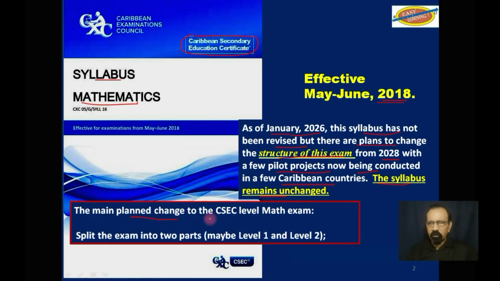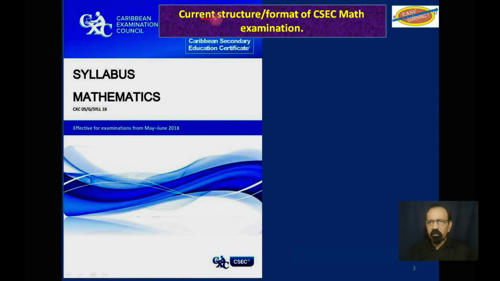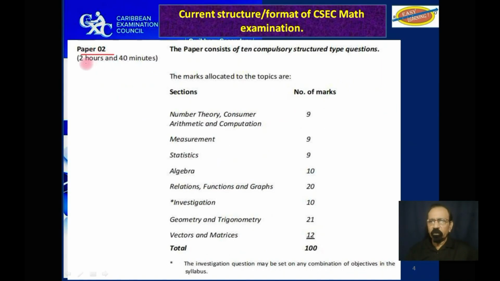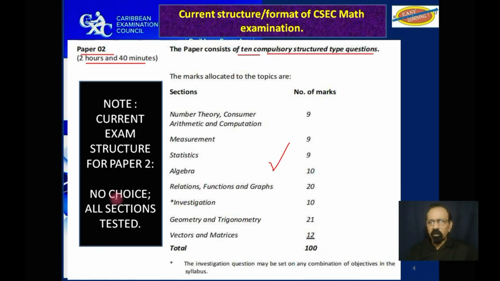The main planned change to this math exam is to split the exam into two parts. The current structure and format of the CSEC math exam: there is a paper 1 that runs for 1 hour 30 minutes, and it consists of 60 multiple choice questions from all sections of the syllabus as outlined below. Paper 2, 2 hours 40 minutes. This paper consists of 10 compulsory structure type questions from all sections as shown below here. Note that there is no choice. All sections will be tested.